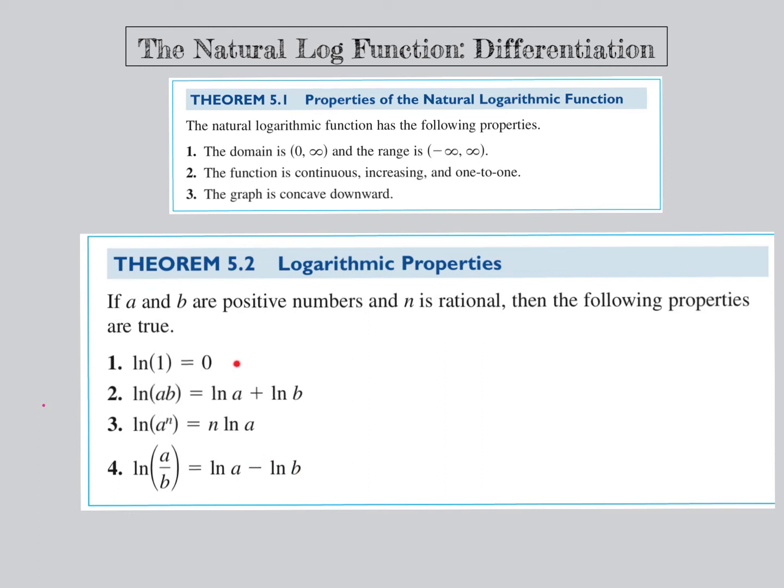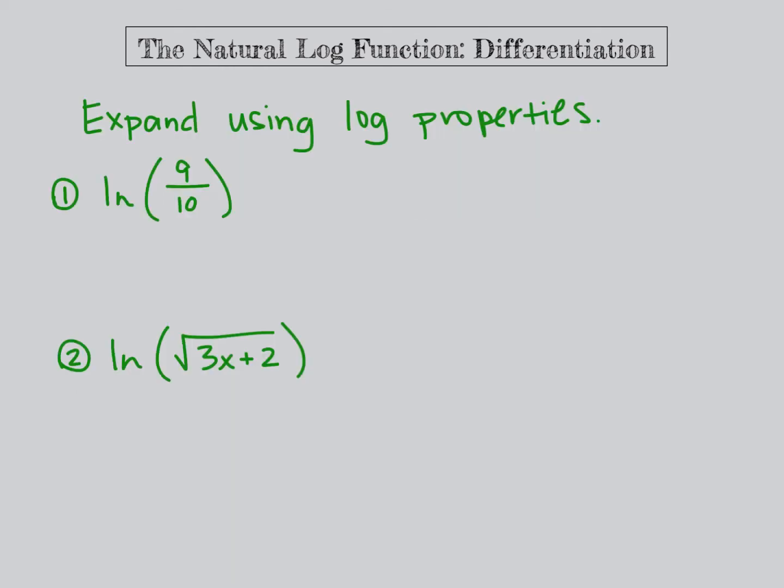Now looking at number 1, this is something we already talked about previously in this video. The natural log of 1 is 0, and I actually want to write a property 1.5 here, that the natural log of e is 1. So be sure to include this last property here. I'll call it property 1.5. The natural log of e is 1. So these are 2 important natural log values to know.